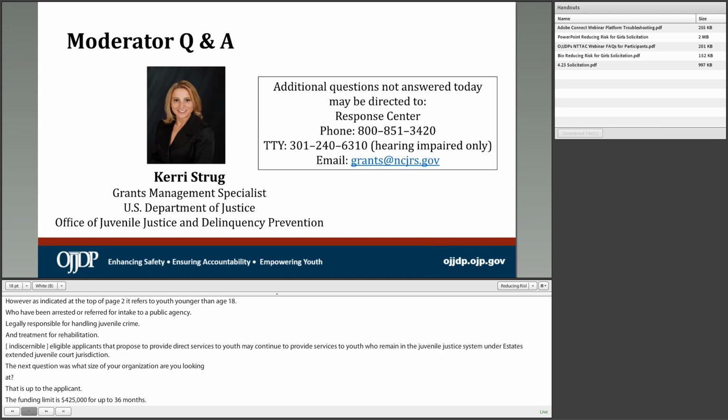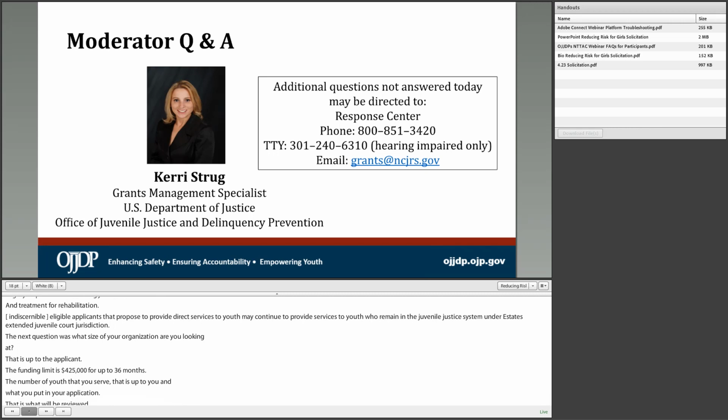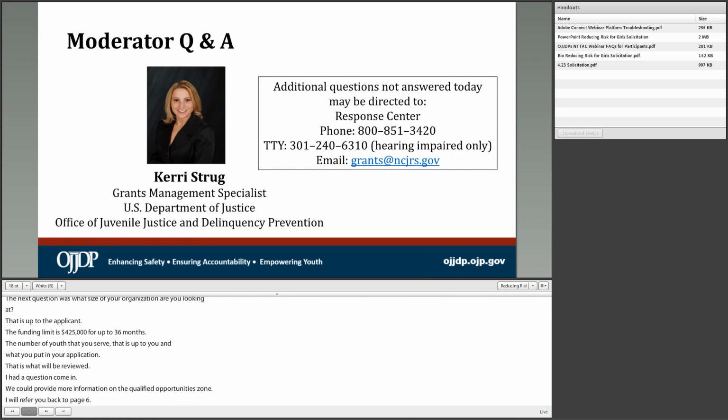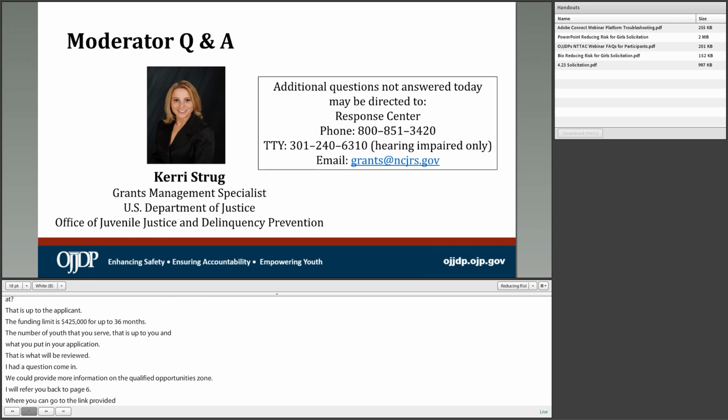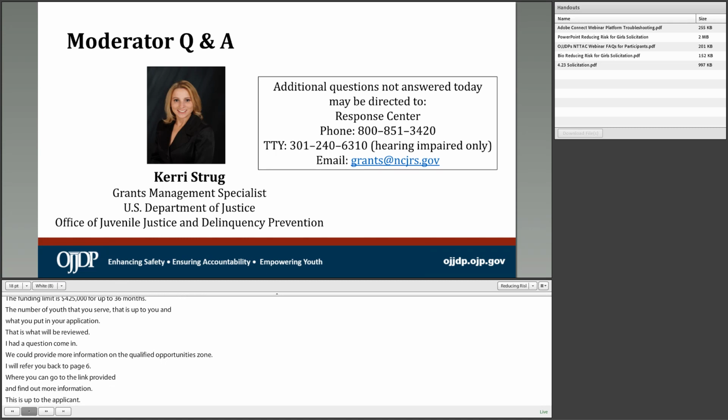I had a question come in if we could provide more information on the qualified opportunity zone, and I will refer you back to page 6 where you can go to the link provided and find out more information. Again, this is up to the applicant where they are located, if the qualified opportunity zones pertain to them, and how many they want, are within their geographical area.